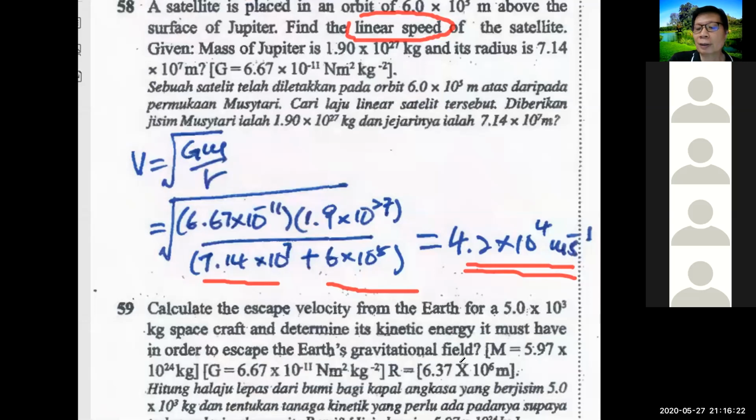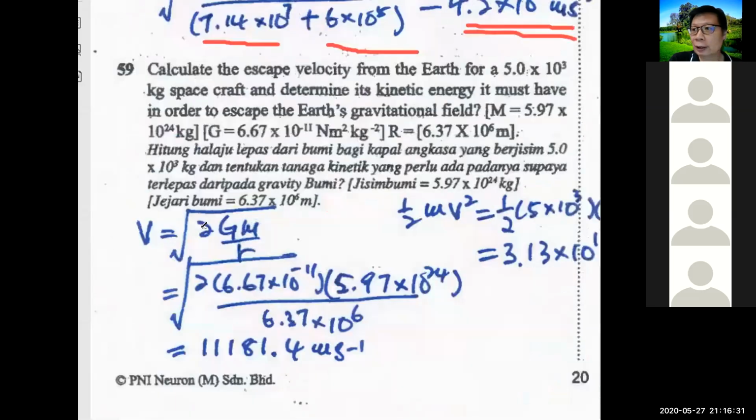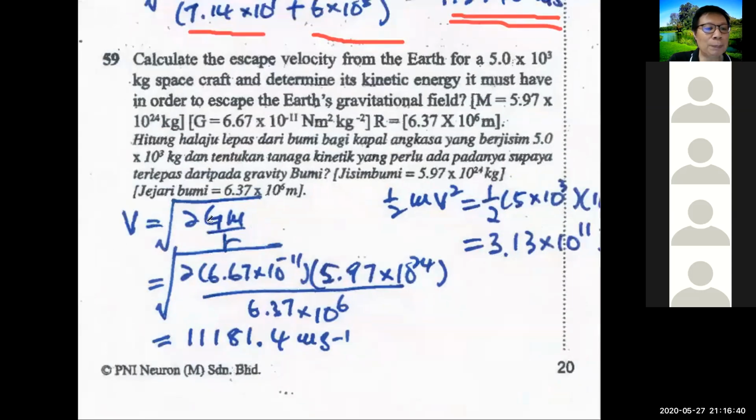The formula to find the escape velocity here is square root of 2GM over r. Got one extra 2 here. If the orbital speed formula is without a 2, you add a 2 here, and it becomes escape velocity. Now do this part first: 2, big G value, the mass, and the R. R is given, just put in this value. So calculate carefully, you get this answer. This is the escape velocity.